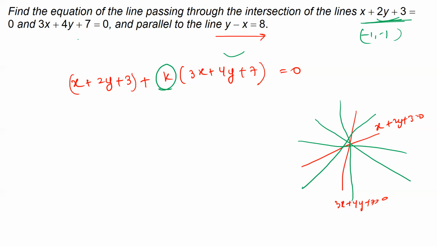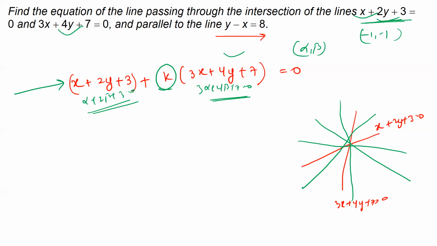Now the point of intersection of these two lines, whatever it is, we need to solve it. Whatever it is, it will satisfy both of these equations, right? Suppose the point of intersection is (alpha, beta). So alpha + 2 beta + 3 should be equal to 0, and also 3 alpha + 4 beta + 7 should be equal to 0, because (alpha, beta) lies on both the lines, so it will satisfy both the equations. So 0 plus k times 0 will be actually 0.